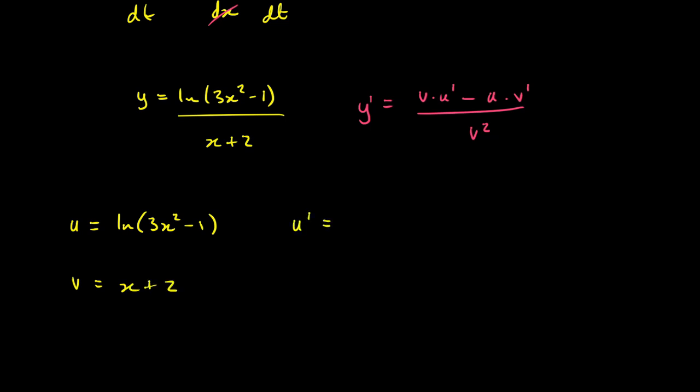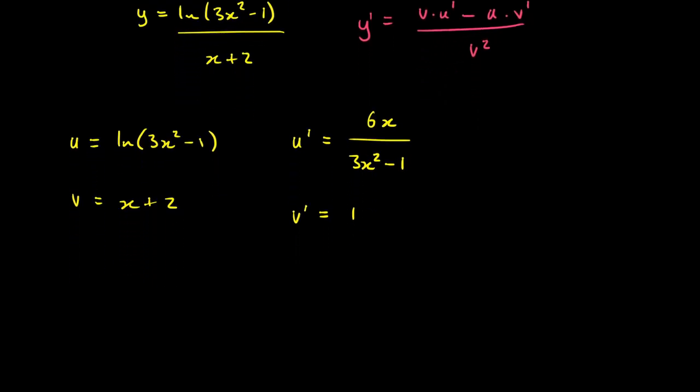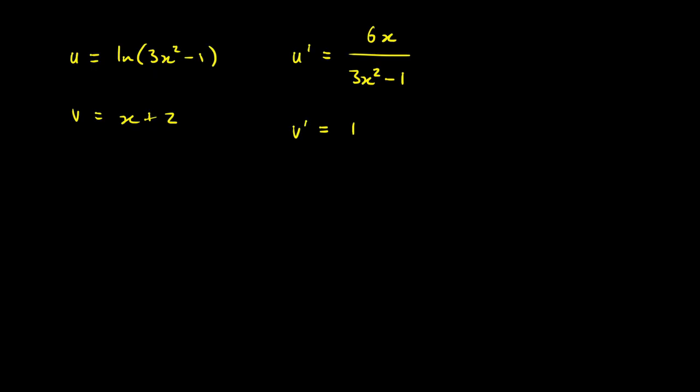So u prime. If I differentiate the natural log, the thing inside the natural log goes on the denominator. So 3x squared minus 1. I then differentiate that thing, which will give me 6x, and I stick it on the numerator. So that's how we differentiate a natural log. For x plus 2, if I differentiate it, I'm just going to get 1, because 1x differentiates to give 1 and 2 is a constant, so differentiates to give 0. So now I've just got to substitute it into my quotient rule.